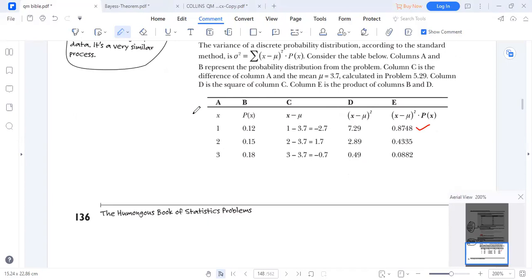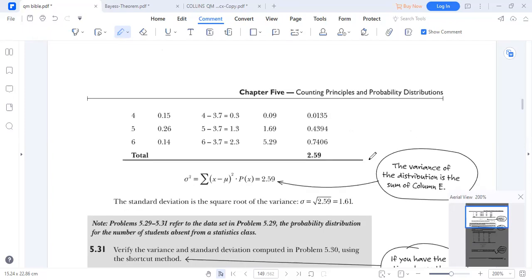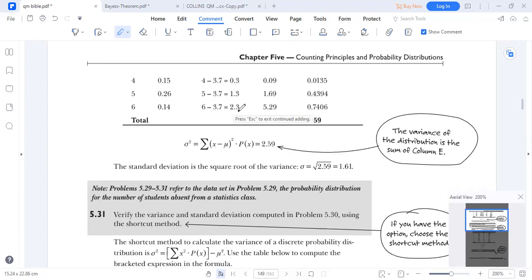I repeat, after finding the mean, subtract it from each of the values of x. So 1 minus the mean, negative 2.7. You square the 2.7, 7.29. Then you multiply this by the probability, we get 0.78. So 2, we subtract the mean, 1.7, square it, and multiply by the probability, we get 0.4335. Until the last figure, 6 minus 3.7, we get 2.3. We square it and multiply by the probability of 0.14, we get this figure. The total value here directly is your variance.